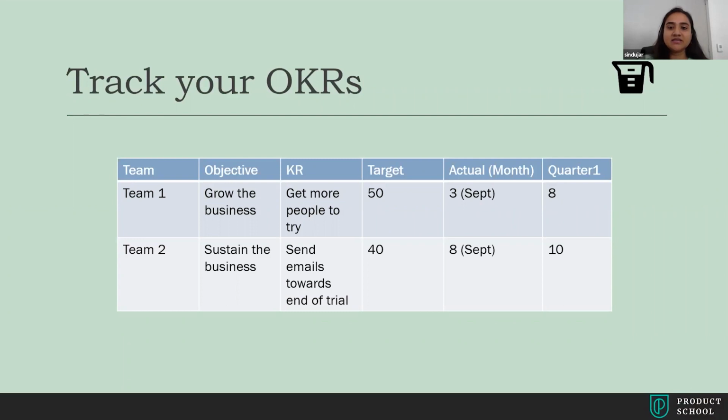This is a very simple table, if you will, tying it back to the example that we had of the tree OKRs. Team 1 is signing up for growing your business, and their key result is get many people to try. The target is saying, I want to have 50 people try this particular fiscal year, or however you define calendar year, fiscal year, etc. This table takes into account a month by month breakdown of what it looks like and how many people I have acquired in that month. What I'm showing you here is that I've acquired 3 people in September, and for the whole of Q1, which is fiscal year, July, August, September, I've acquired 8 people.